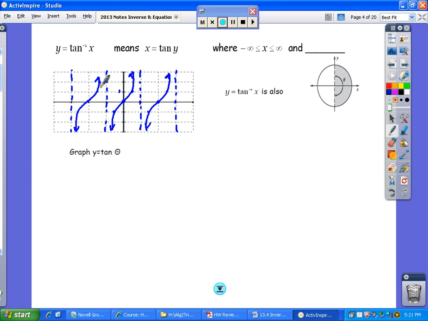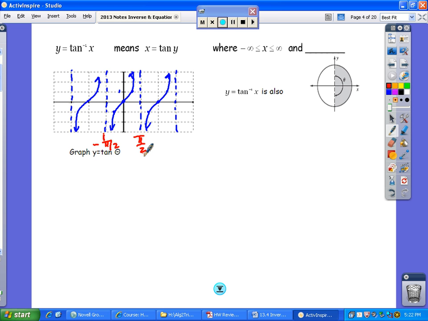Now here again, notice once again, if I draw my horizontal line, it's going to touch my graph in more than one spot. So the inverse of tangent is not going to be a function without some restrictions. So let's decide where our restrictions are. We want to keep the inverse also a function. All right, so hopefully you noticed here, if we restrict this between negative pi over 2 and pi over 2, then we'll have a function.